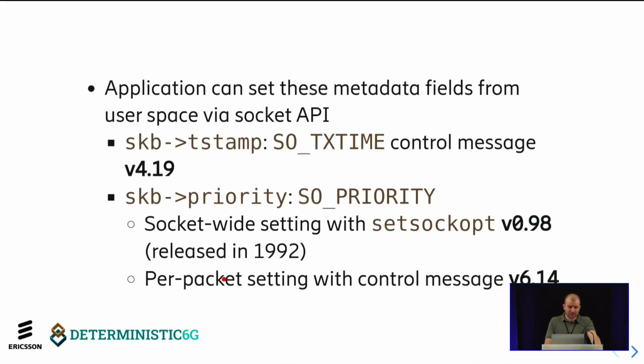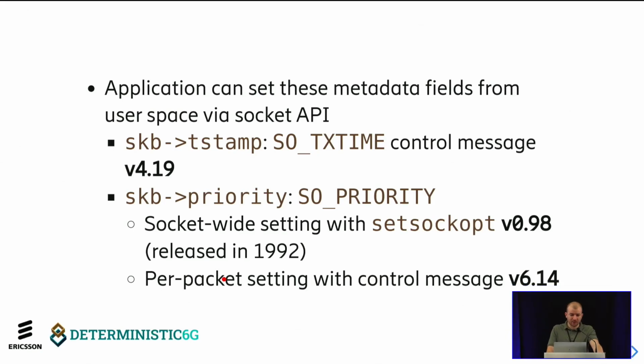And the user space application can set these fields for UDP packets or raw Ethernet packets with the setsockopt API. So for example, the SKB timestamp is set by the SO_TXTIME control message or ancillary message. This is available since 4.19. And SKB priority can be set by SO_PRIORITY setsockopt for socket-wide. So you define a UDP socket, set it with the setsockopt.